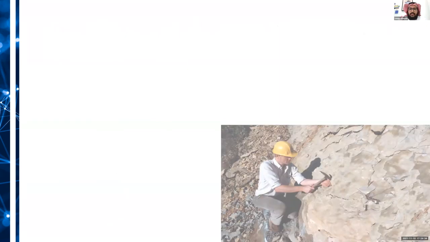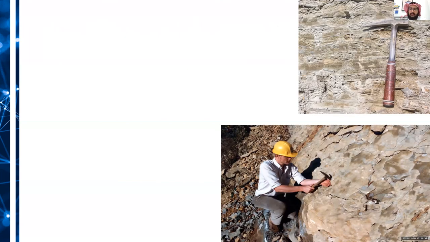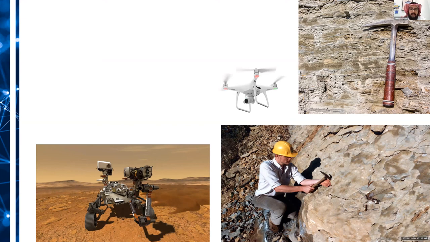We know that it is field oriented. Geologists usually go to the field, try to analyze the rocks and do some experiments. Imagine that we have a drone with machine learning or computer vision capability, which can analyze the rock, see the minerals, and also pick some samples to do physical or chemical experiments. This is not science fiction. Actually, NASA already did that on Mars.